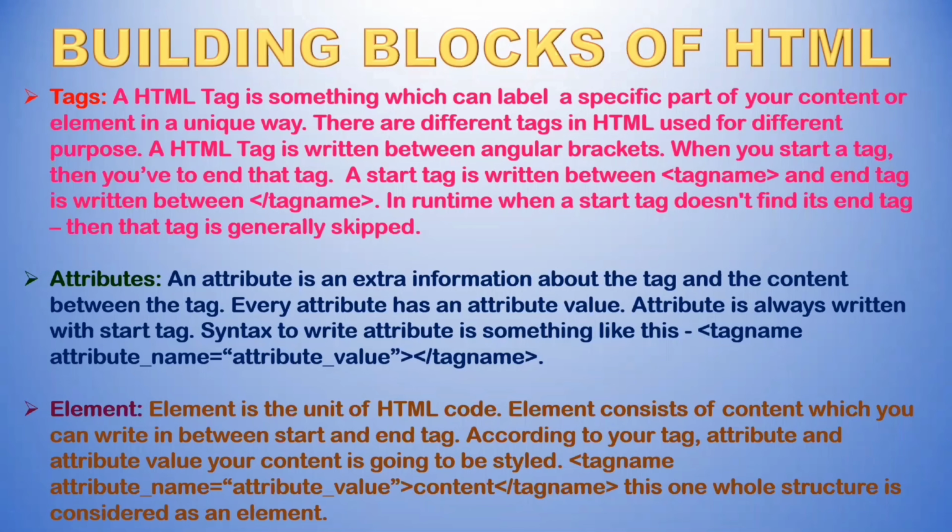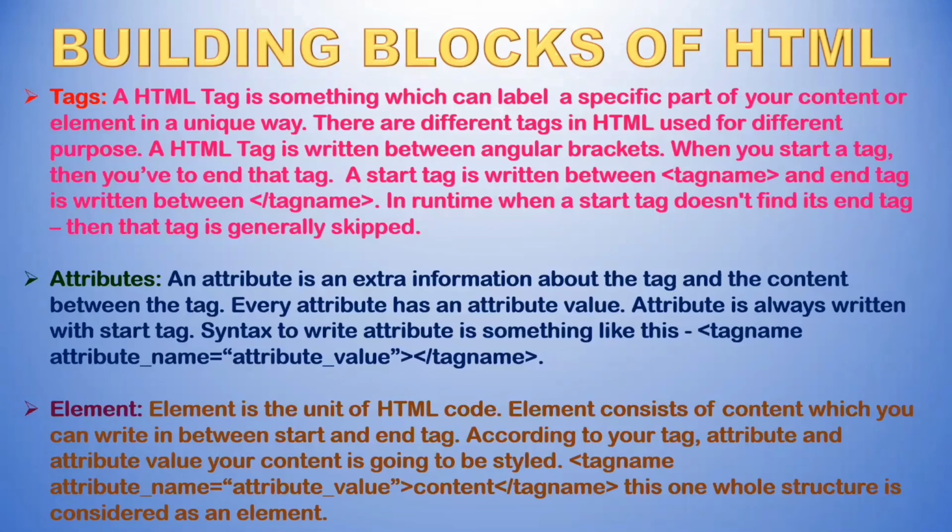A HTML tag is something which can label a specific part of your content or element in a unique way. So suppose you have a content and you want to format or you want to change the style of a part within your content. So how you can change that using HTML? You have to use a tag, and there are so many different tags in HTML, and there are different tags in HTML used for different purpose.